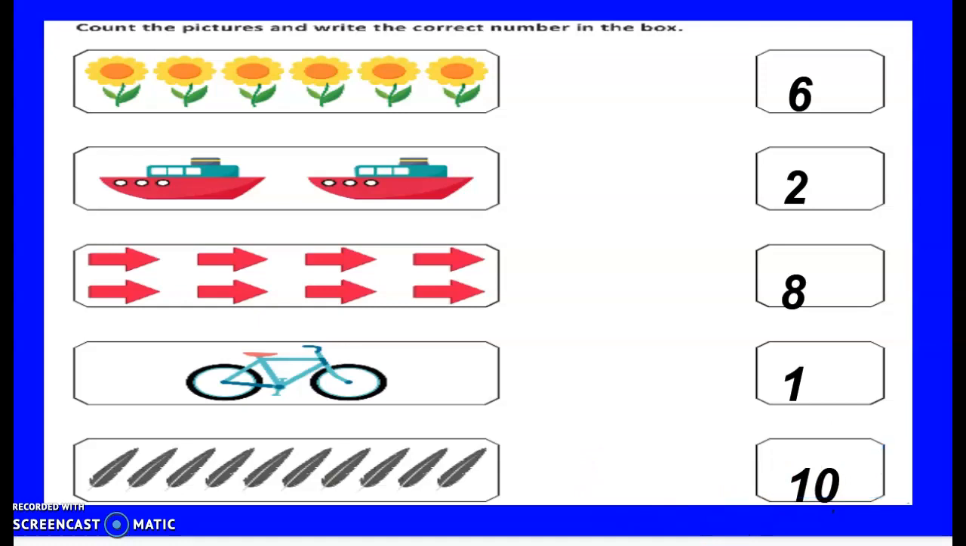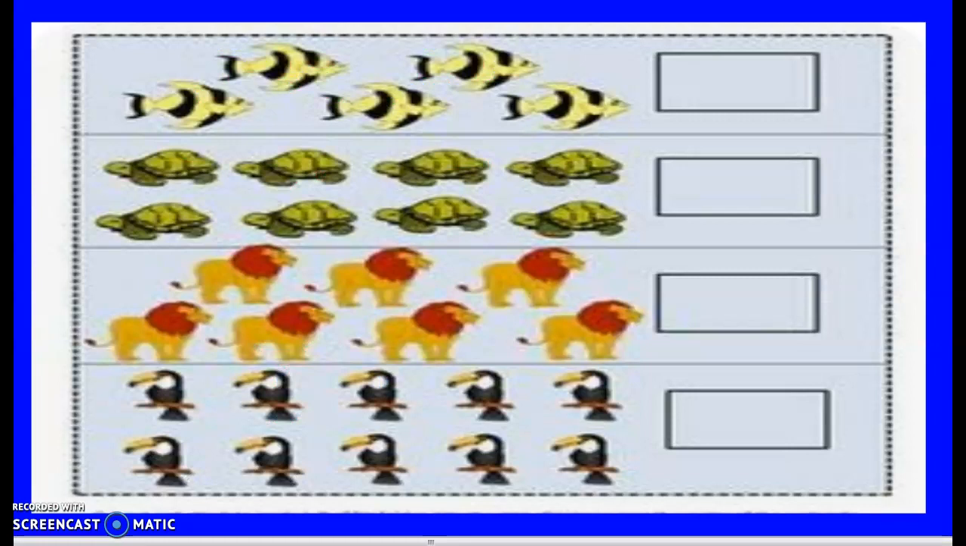Okay, children. So this is called count and write. You have to count and then you have to write. Okay. One more exercise we will do. Now, I will not say. You have to say. You will tell me. Okay? Chalo. How many fishes are there? Count. Come on, count. Put your finger.